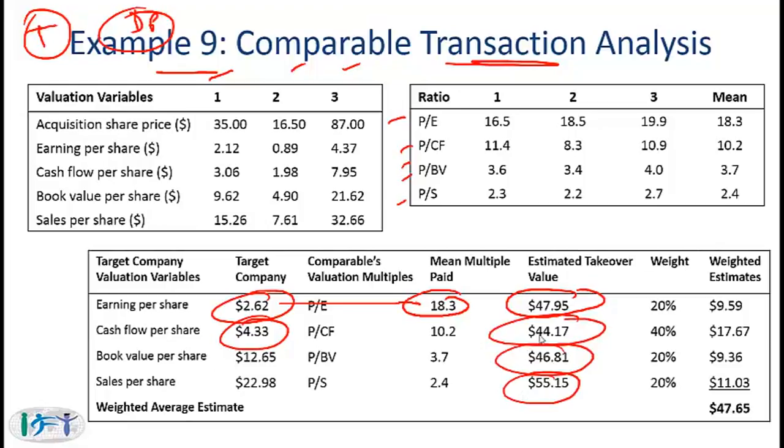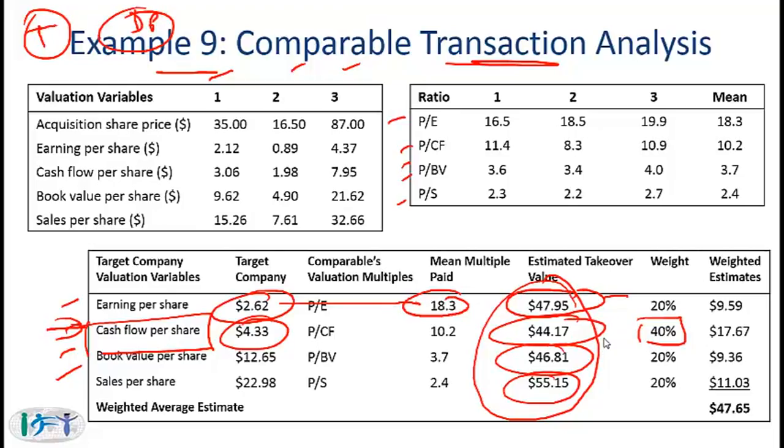Now let's say that of all these ratios, you believe that the cash flow per share ratio is going to be most indicative of what the value should be. If you have more confidence in this ratio, then what can you do? You can then take a weighted average. Rather than simply taking an average of these numbers, you can assign weights. And if you had most confidence in the cash flow related ratio, then you put a 40% weightage associated with cash flow, and you come up with a weighted estimate.